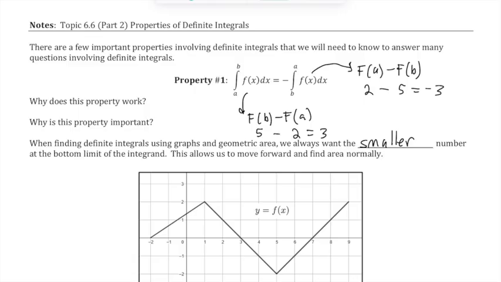And just a note down here, we always want the smaller number at the bottom of what we call the integrand, which is just the integral. So we go from the smaller number on the bottom to the larger number up top. And so we always want to reverse that if it's the other way around.